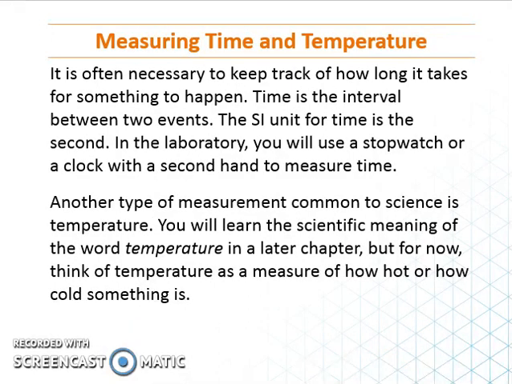It is often necessary to keep track of how long it takes for something to happen. Time is the interval between 2 events. The SI unit for time is not minutes, it's seconds. In the laboratory, you will use a stopwatch or a clock with a second hand to measure time. Another type of measurement common to science is temperature. You will learn the specific meaning of the word temperature in a later chapter, but for now, think of temperature as a measure of how hot or cold something is.